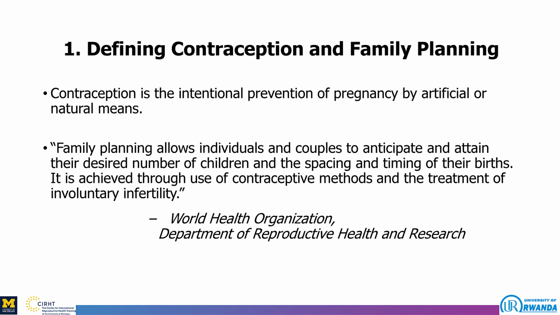First, we talk about defining contraception and family planning. Contraception is the intentional prevention of pregnancy by artificial or natural means. The World Health Organization defines family planning as allowing individuals and couples to anticipate and attain their desired number of children and the spacing and timing of their births. It is achieved through use of contraceptive methods and the treatment of involuntary infertility.